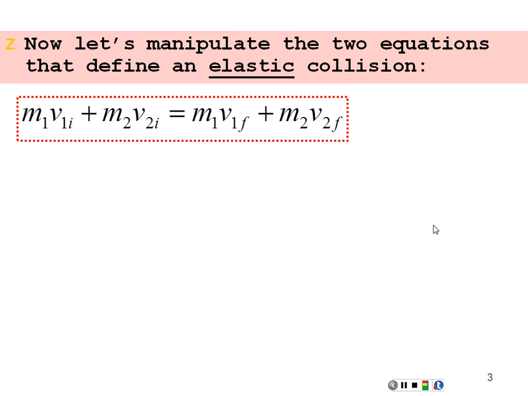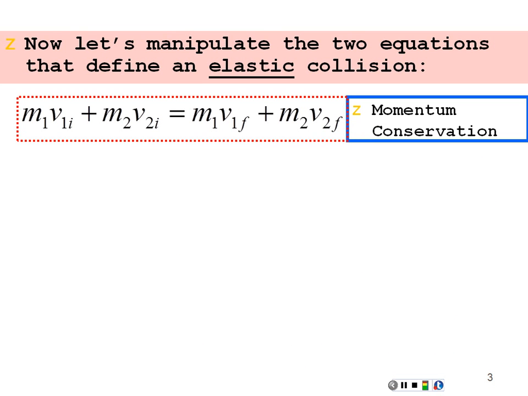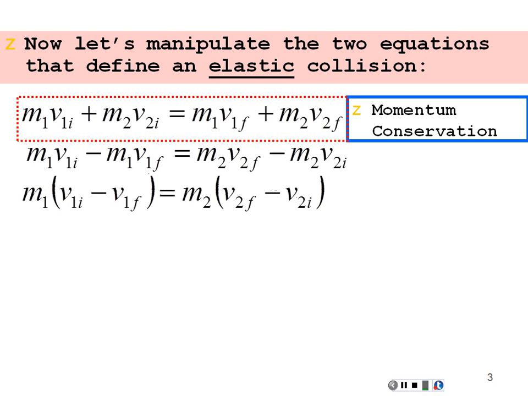Let's take these two equations and manipulate them into one final neat result. Take a look at our momentum conservation, and if I were to put all the mass 1 terms on the left-hand side and all the mass 2 terms on the right-hand side, it'll look like this. And then factor out the mass 1 and mass 2. And so we have this equation, mass 1 times (V1 initial minus V1 final) equals mass 2 times (V2 final minus V2 initial). We're going to call that equation number 1.